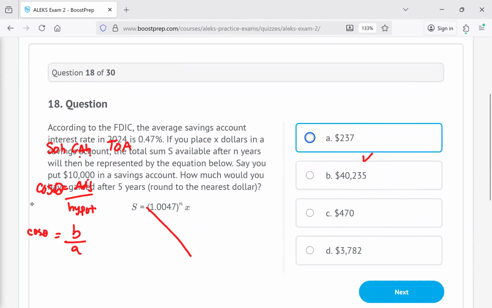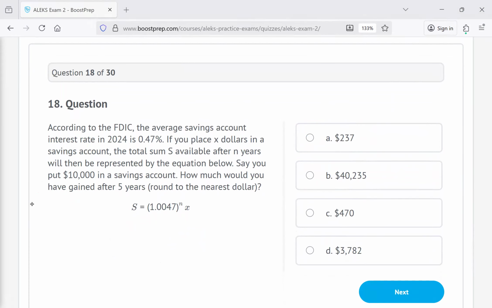This can also be a kind of tricky problem if you don't read the question correctly. It says according to the FDIC, the average savings account interest rate in 2024 is 0.47%. If you place X dollars in a savings account, the total sum S available after n years will be represented by the equation below. Say you put 10,000 in a savings account, how much would you have gained after 5 years, rounded to the nearest dollar?